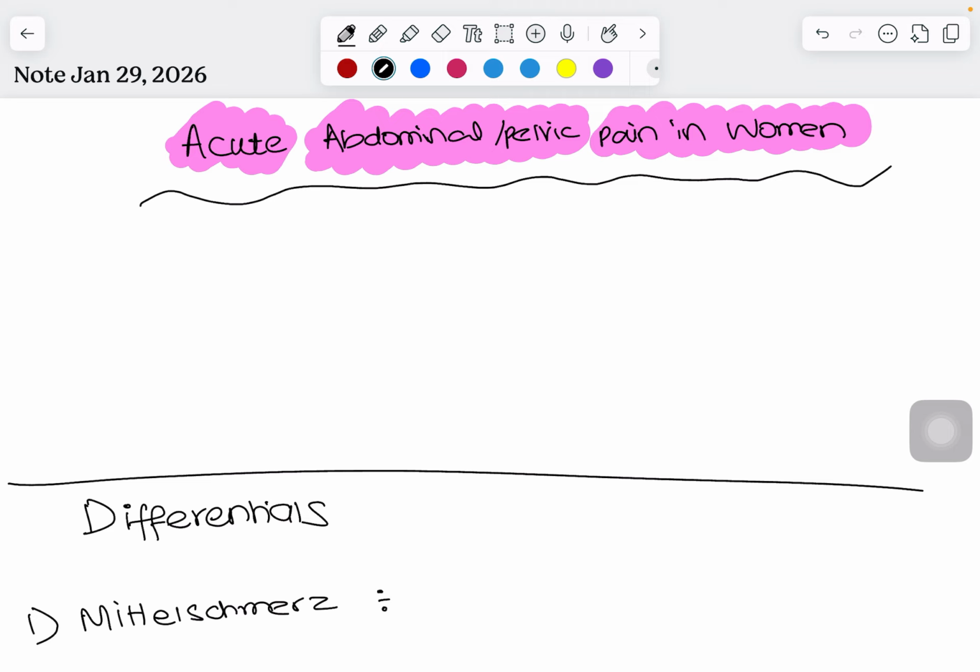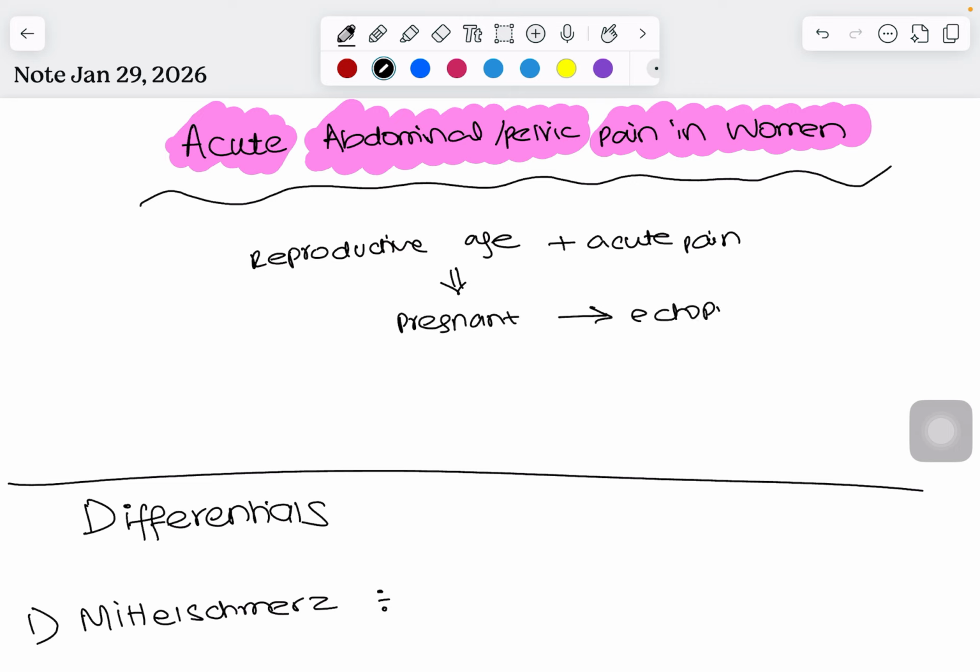So let's say that the question mentions that the woman is of reproductive age. We have to figure out if she is pregnant. If she is pregnant, then this is most likely going to be a case of ectopic pregnancy unless proven otherwise. If she's not pregnant, then we have to think of other ovarian or infectious causes. So let's come to the differentials.